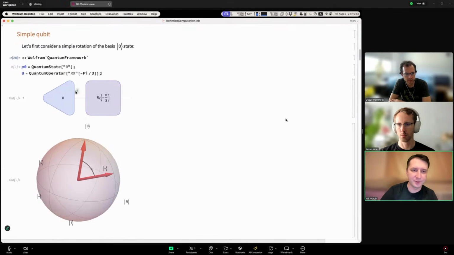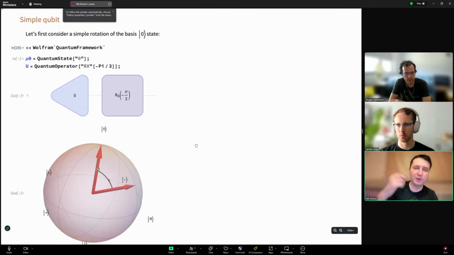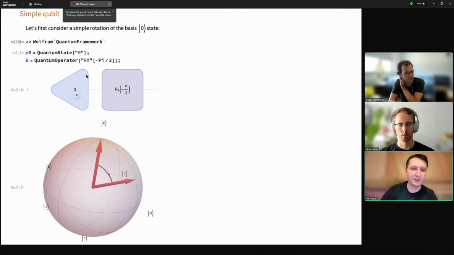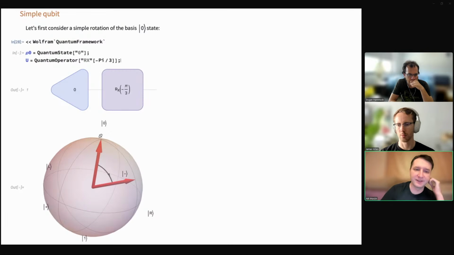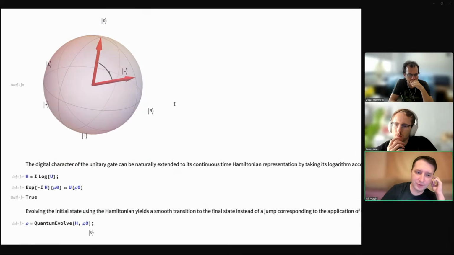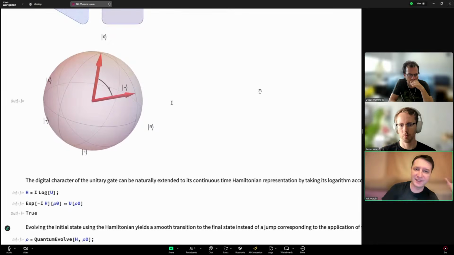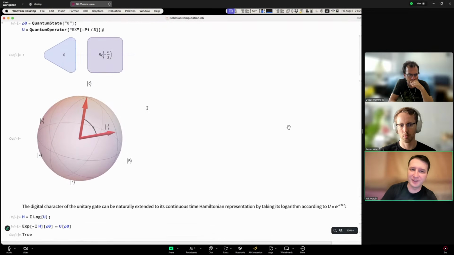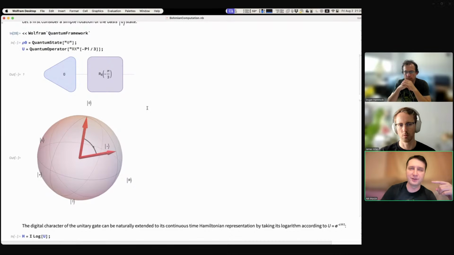So, for example, we generate some qubit in the zero state, which on the Bloch sphere is just a vertical vector, and apply some rotation by 60 degrees. Right, like this. So this is a simple rotation gate on the qubit in the initial state. So okay, what does it mean? First of all, the gate is usually considered a discrete operation, which just flips the bit to some other position on the Bloch sphere.